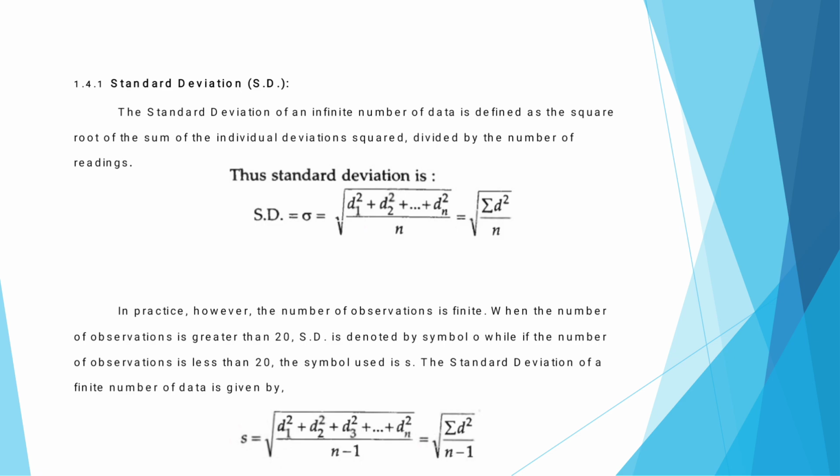So in the case of standard deviation, this is for an infinite number of data, where it is defined as the square root of the sum of the squares of the individual deviations, and it can be expressed as below. However, the number of observations is usually finite. When the number of observations is greater than 20, this will be denoted by the simple σ, while when it is less than 20, it is denoted by S.